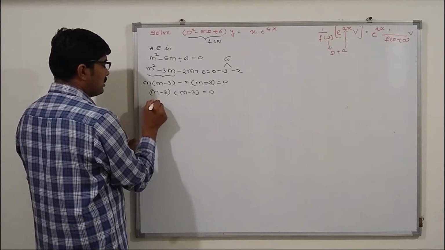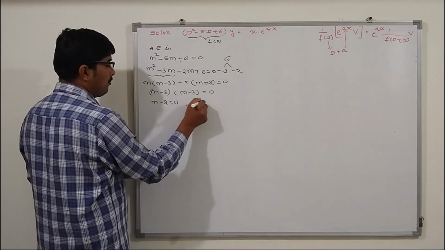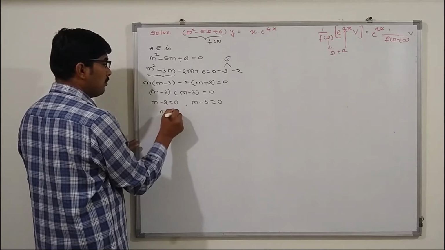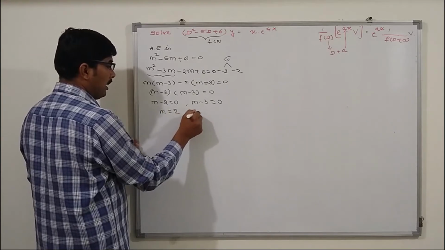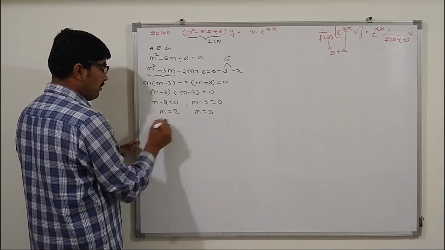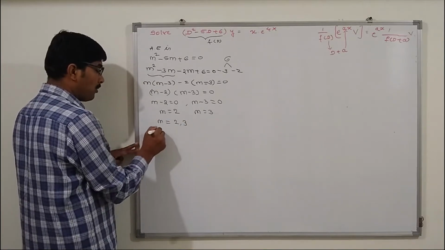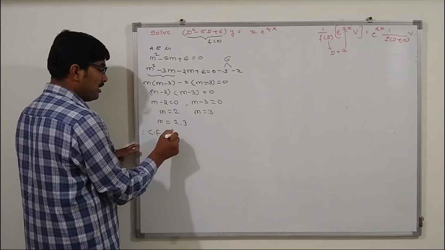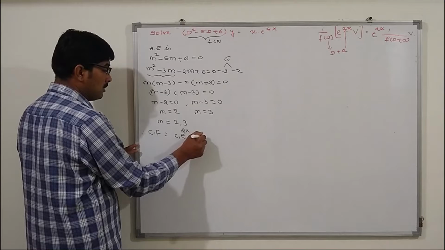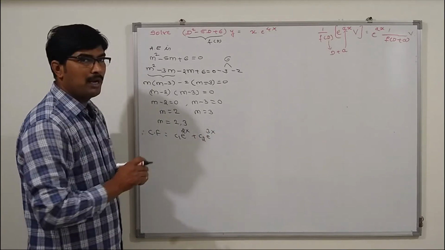Then you can write m minus 2 is equal to 0 and m minus 3 is equal to 0. So m is equal to 2 and m is equal to 3. Therefore m is equal to 2, 3. Both the roots are different. Therefore the complementary function we can write as c1 e raised to 2x plus c2 e raised to 3x. This is the complementary function.